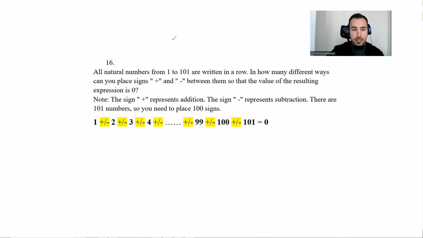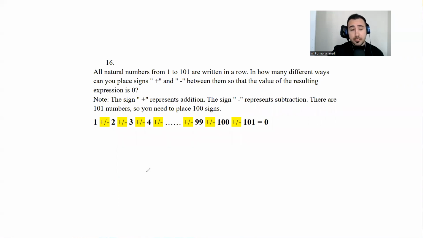Basically, we have all these numbers, okay? And for each one, we could have plus or minus. So for example, this 100 could be minus 100 or it could be positive 100. It's up to us. But the question is, put them in a way that the result will be 0. And then how many ways do we have to put it like this?